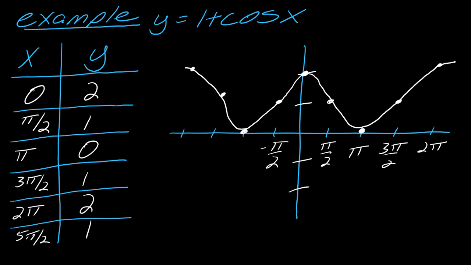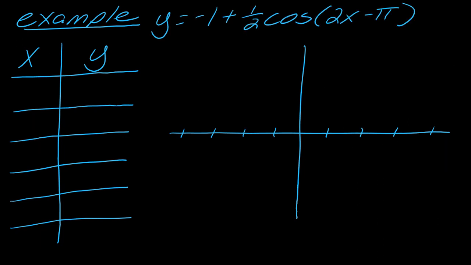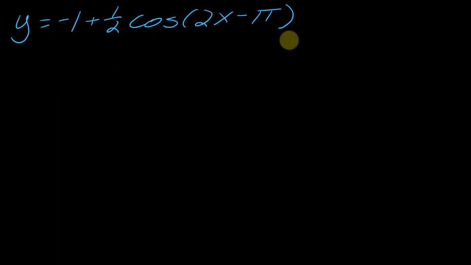All right. So now let's get crazy. Let's use negative 1 plus 1/2 cosine of 2x minus pi. So let's just throw the kitchen sink at this now, because ultimately these are probably some of the harder graphs to do. But if you can crack that code, you're going to be in a pretty good spot with these.